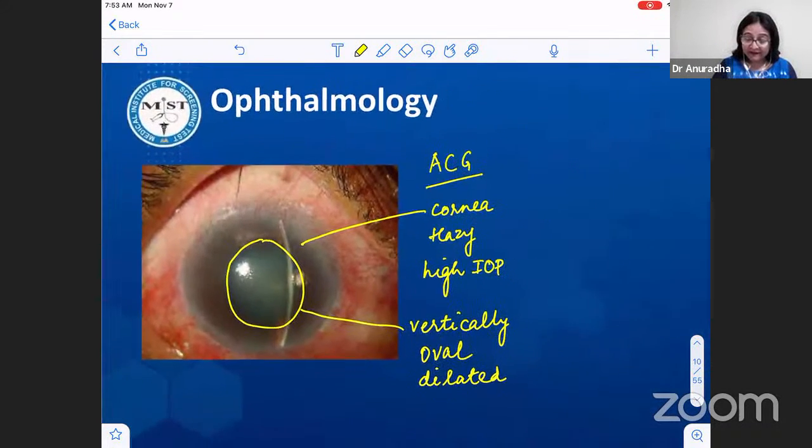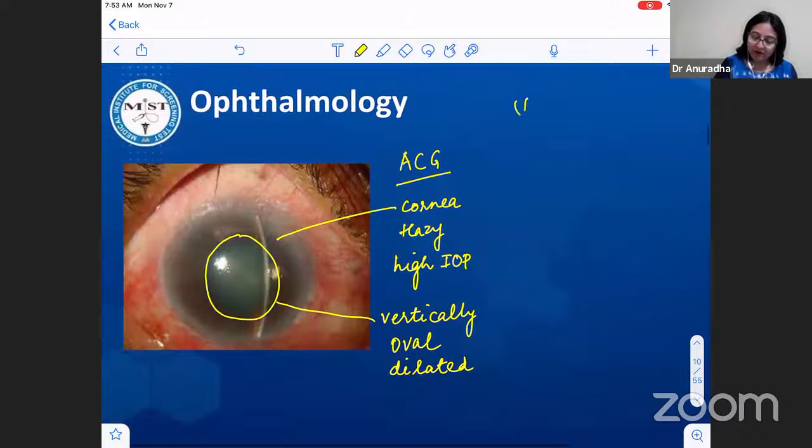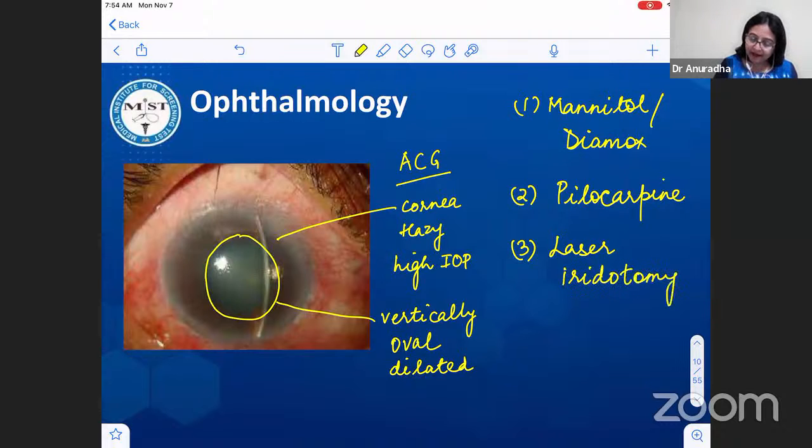How do we manage this attack? If they ask you, the primary aim is to reduce the intraocular pressure, for which we can give mannitol and or Diamox, or acetazolamide. Then we have to break the pupil block, so that is why we give pilocarpine. And to prevent the future attacks, we do laser iridotomy or peripheral iridotomy using ND-YAG laser. So this is all about acute angle closure glaucoma.